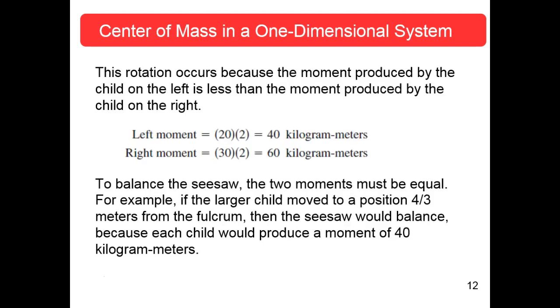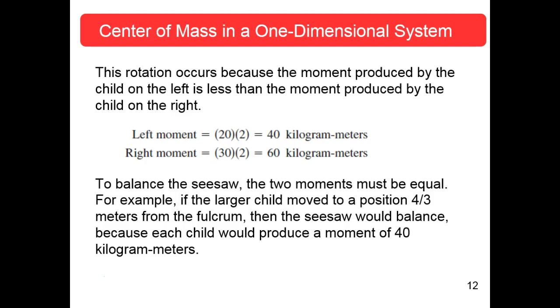Now, that rotation occurs because the moment produced by the child on the left is less than the moment produced by the child on the right. We already said this. The left moment was 40 kilogram meters, and the right moment was 60 kilogram meters. So it's going to twist that way. To balance the seesaw, the two moments must be equal.